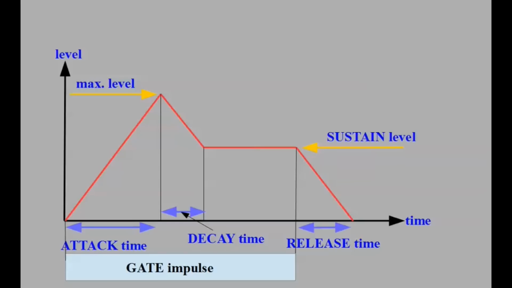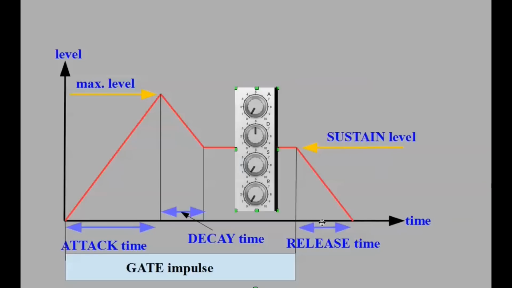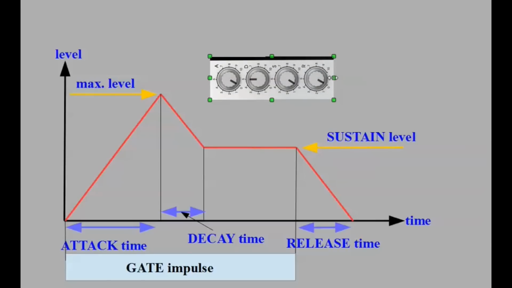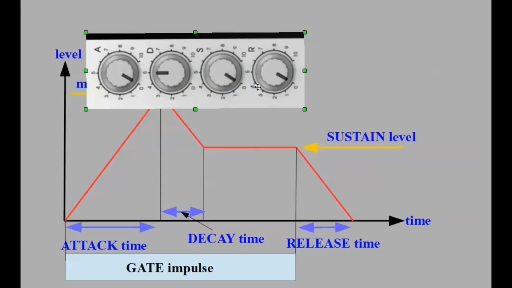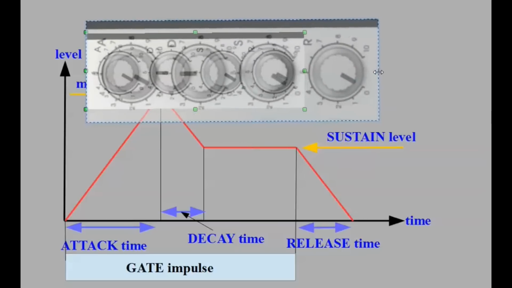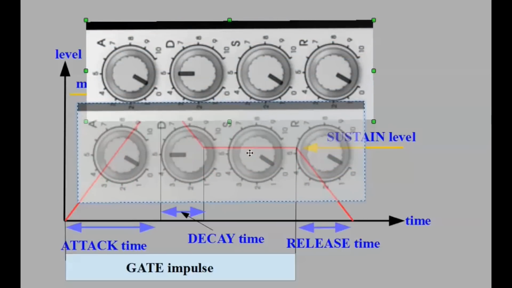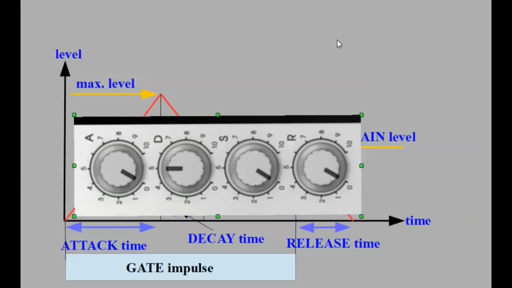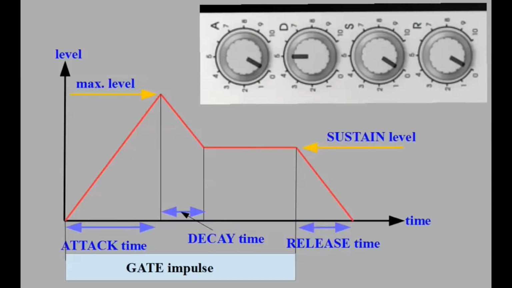Alright, the pure functionality at first. Each of the four components of the envelope has a knob of its own to adjust the individual component. The attack, which determines the time the signal needs to get from zero to maximum when a gate signal reaches the ADSR module. The decay, which determines the time the signal needs to get from maximum down to the sustain level. The sustain level itself, which is the signal's level for the rest of the time as long as there is a gate signal. And release, which determines the time the signal needs to fall back to zero when the gate signal ends, or better, after the gate signal has ended.